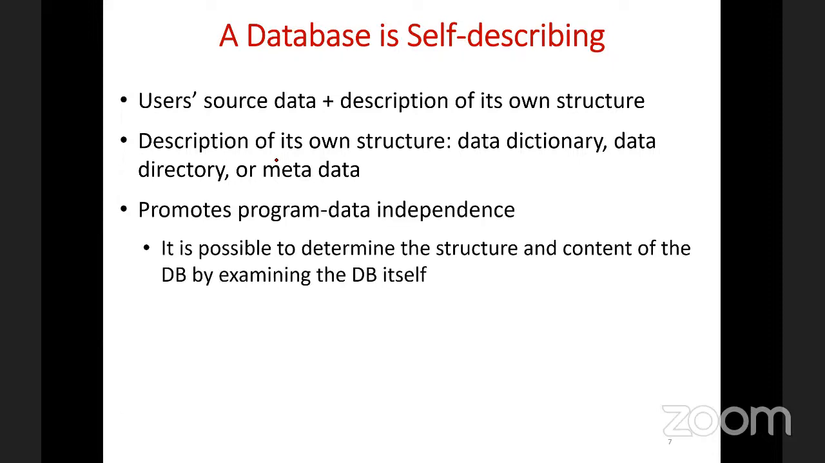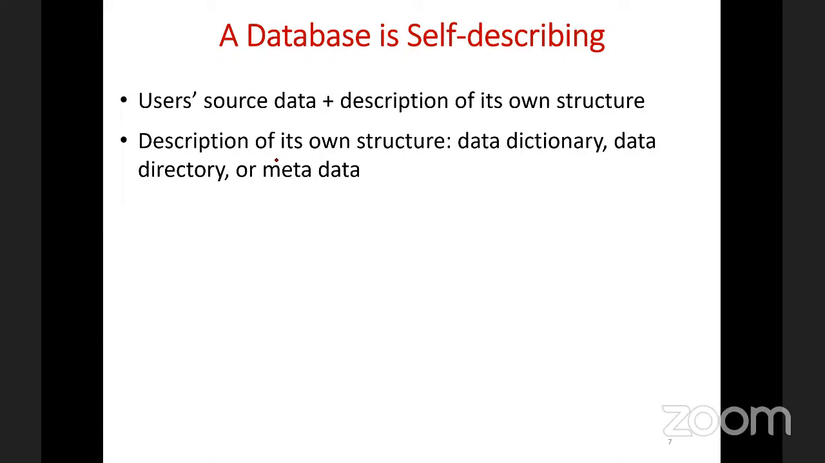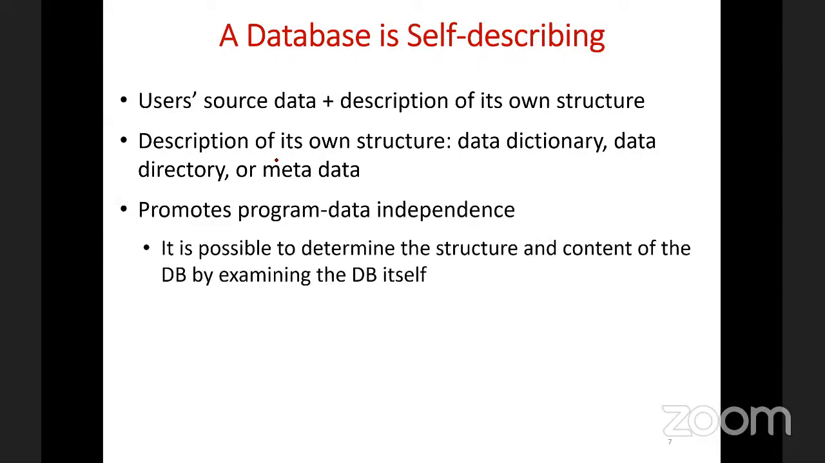Now, this is just like a library. In the library, we know that the books are there and then a catalog is there. Just by looking at the catalog, you come to know whether whatever book you want exists there or not, or what type of books are there. This is similar to that. And because of this data dictionary, it promotes program data independence. We don't want the program to be dependent on how the data is stored. So how does this promote program data independence?